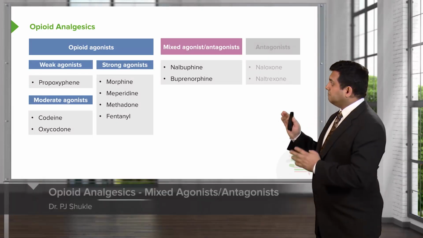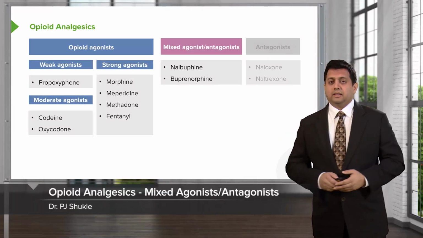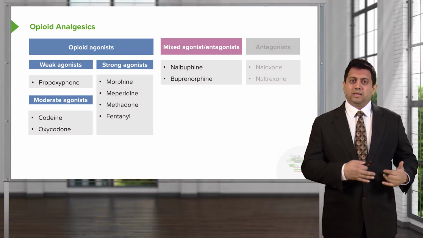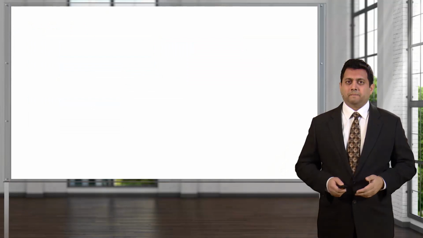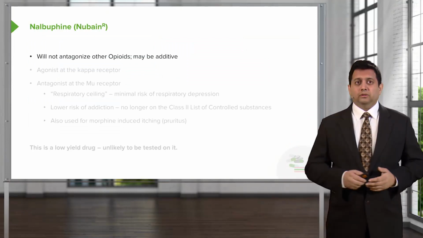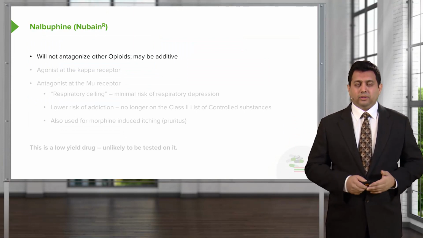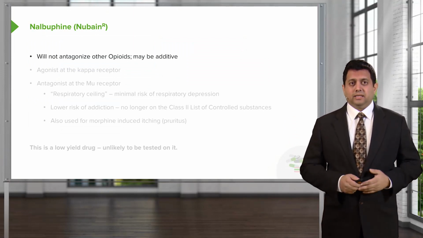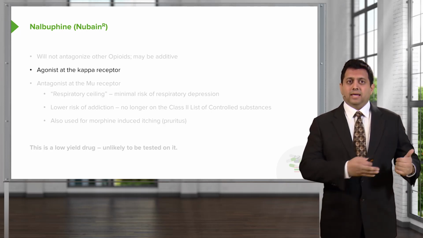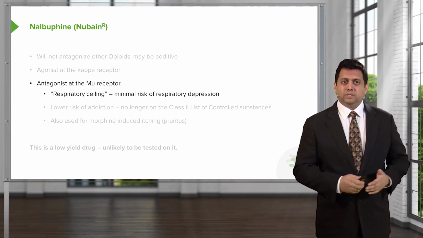Let's move on to the mixed agonist-antagonist class of drugs. So these are harder to understand, but this is where the receptors start to come into play. Let's talk about Nubain. Now, Nubain will not antagonize other opioid drugs. It may still be addictive, however. It is an agonist at the kappa receptor and an antagonist at the mu receptor.